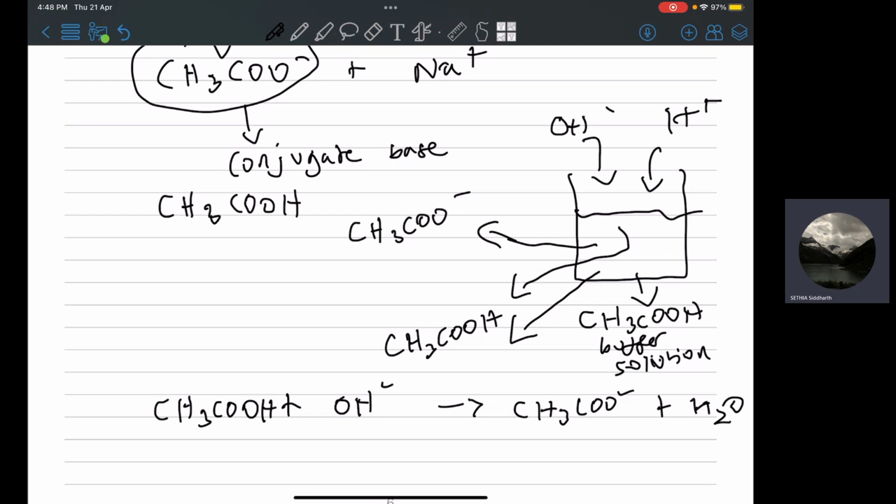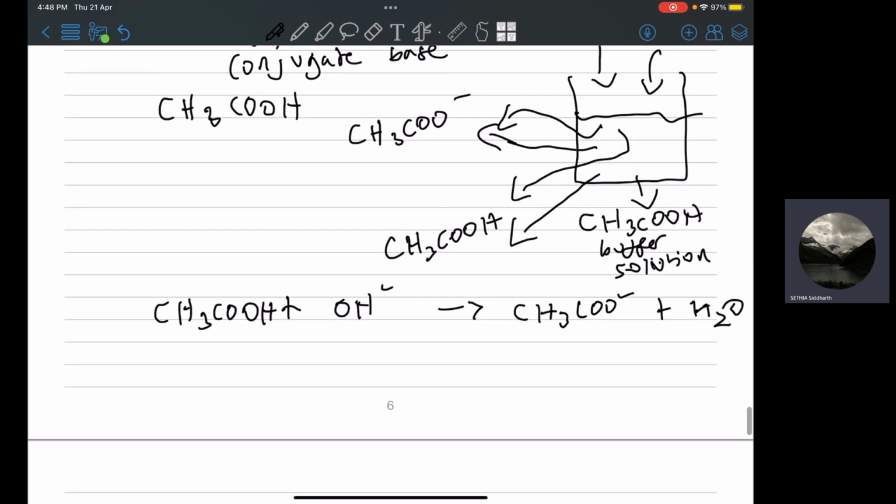If I add some H plus to make the solution acidic, the H plus is going to react with the base. So what you're going to get is CH3COO minus reacting with the H plus to form CH3COOH. Now, hopefully you can see what's happening over here.